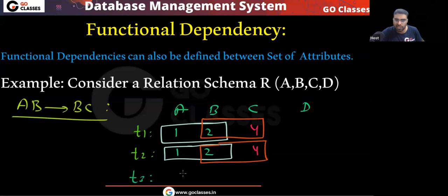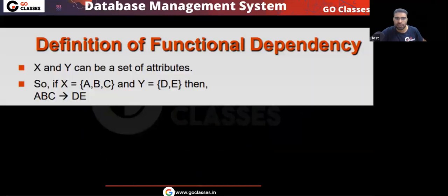For example, in this T3, now tell me, do we have same AB combination? We don't have same AB combination. So now you can put anything. That does not matter. So you can see whenever AB combination is same, then BC combination must be same. So that's it. This is the idea.